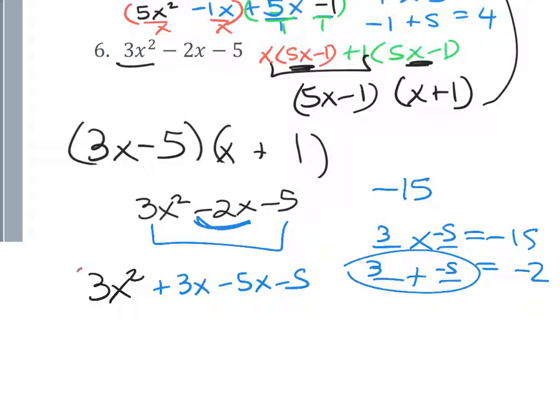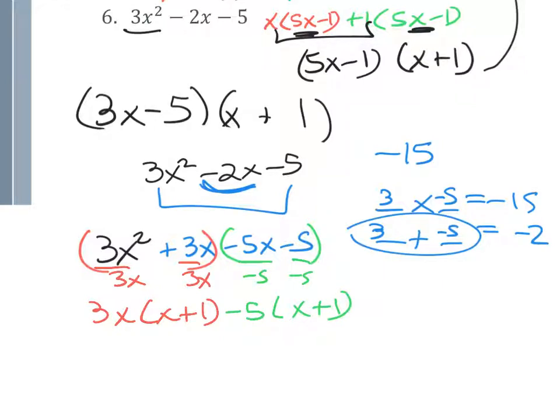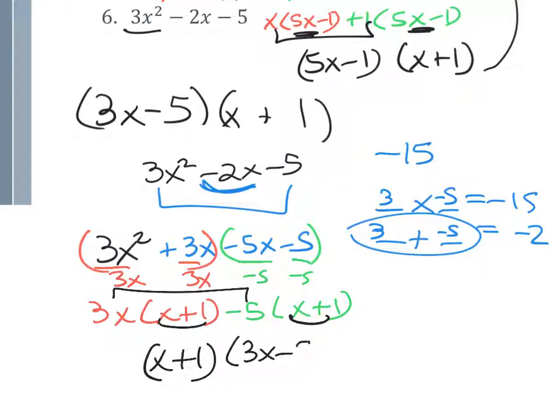So again, make your groups. GCF of red is 3x. GCF of green is negative 5. Because again, you want the parentheses to be the same. So same, same, write it down, and then put these two together. And I got the same answer as when I guessed and tested.